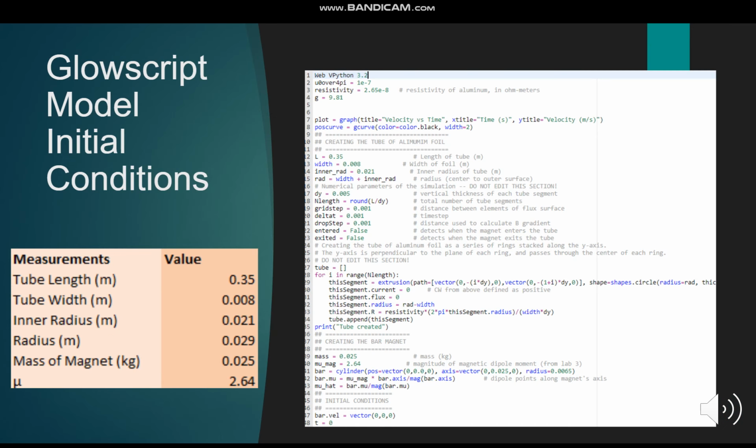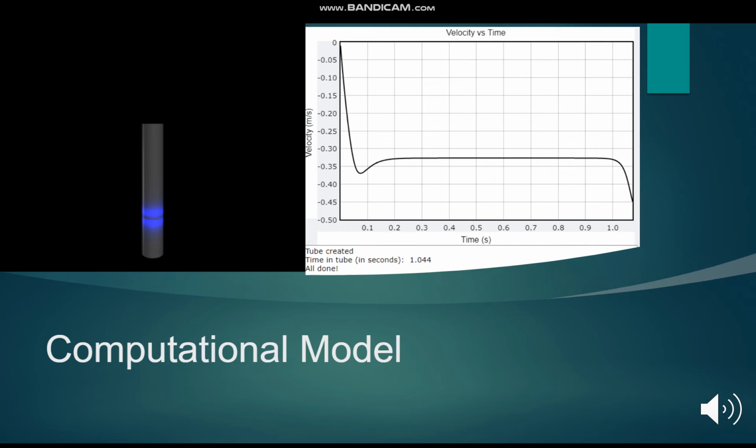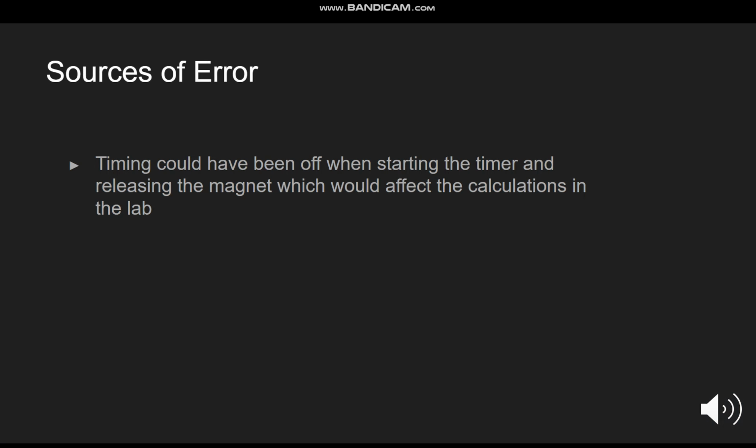Goal: script the model initial conditions. We took our measurements and put them into the code, and essentially produced readings based on our data. Coding for the tube and bar magnet: we wrote a function to calculate the magnetic dipole and the change in the magnetic flux, and that's what the code shows. We produced a computational model which showed induced current due to the falling magnet, and to the right of that is a graph of the change in velocity over time.